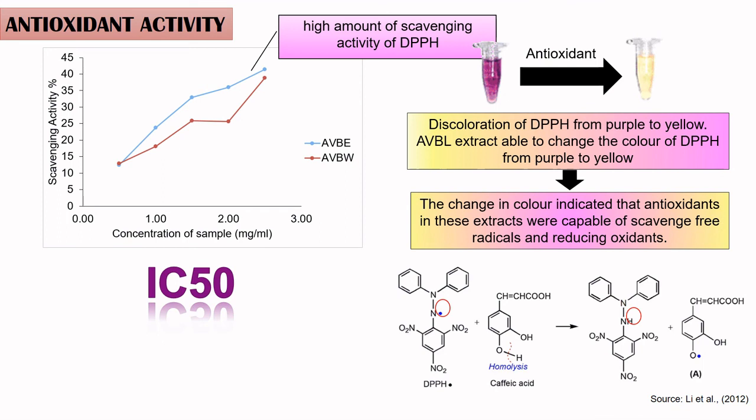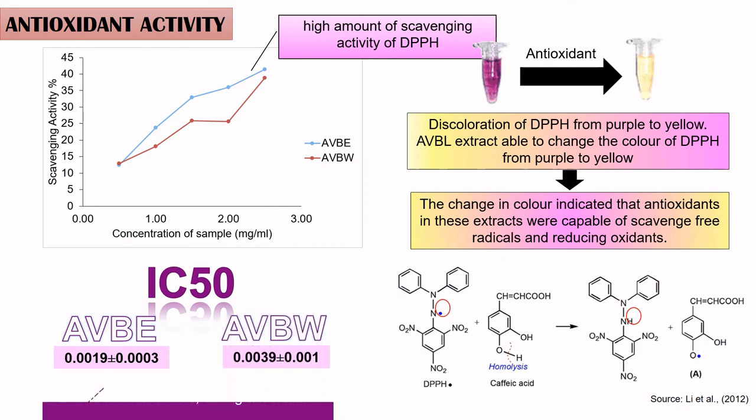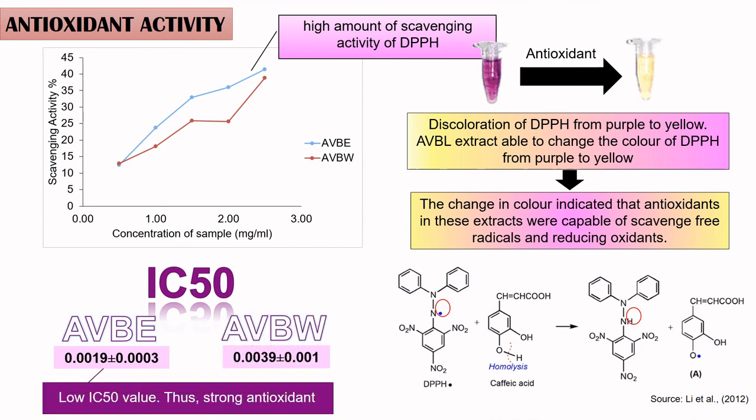Apart from that, the antioxidant performance of DPPH was calculated using the IC50 value. The IC50 value was calculated to determine the concentration of the sample required to inhibit 50% of the radical. The lower the IC50 value, the higher the antioxidant activity of the sample. So in this study, AVBE shows the lowest IC50 value compared to AVBW. Thus, we can conclude that AVBE is a stronger antioxidant compared to AVBW.